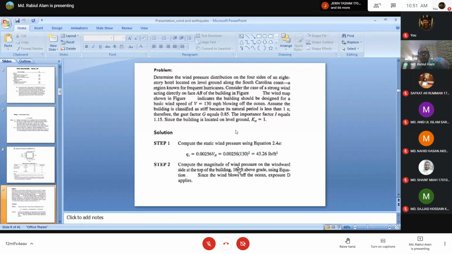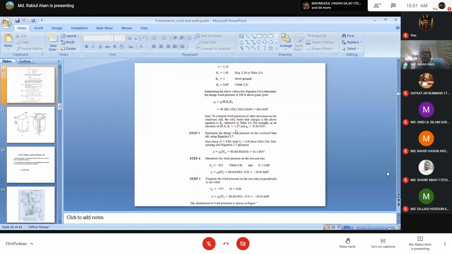So you see how they proceed to calculate the pressure on the buildings. Okay. So what are the steps? What are the sequences? Here you see first they calculate the qs, and the required data is the V value. So putting that V value here, you will get the qs, and then the building height is 100 feet.